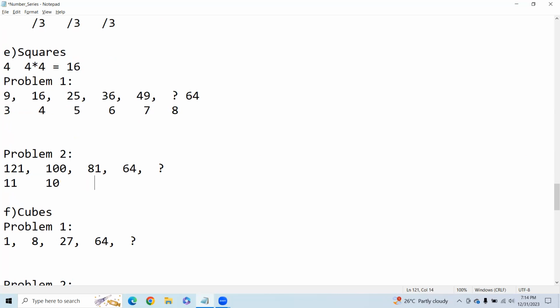11 square, 10 square, then you have 9 square, then you have 8 square, which is 64. Then what will come? 11, 10, 9, 8, 7. So what is the square of 7? 49. So that is our answer.